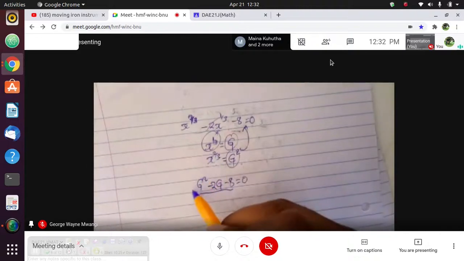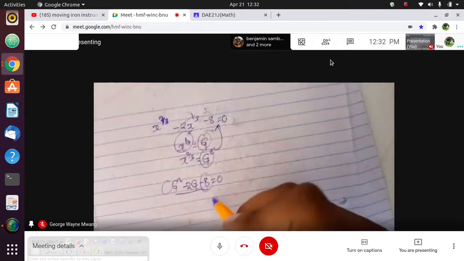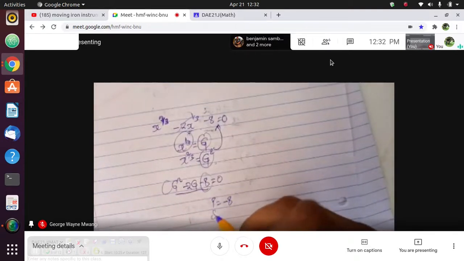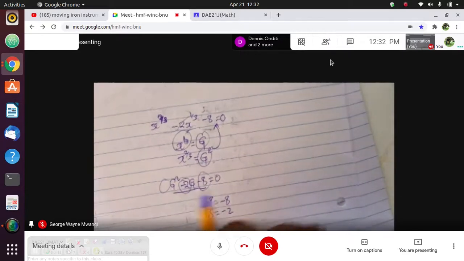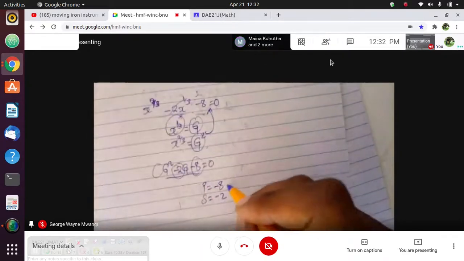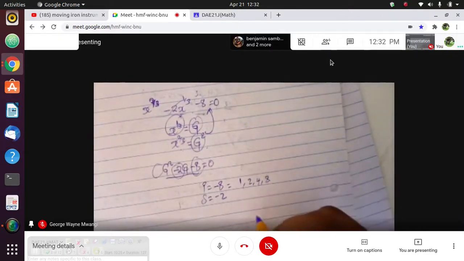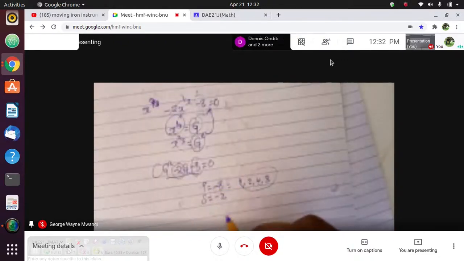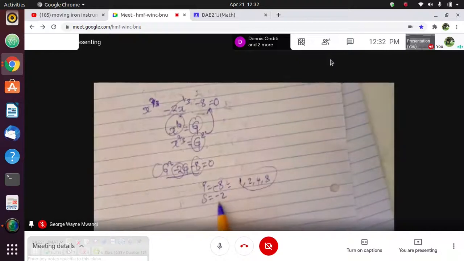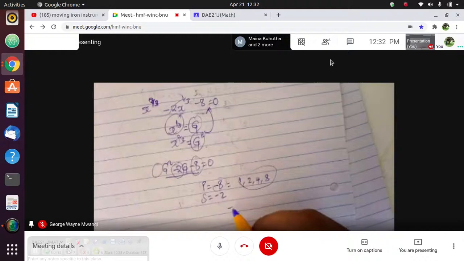I want to find two numbers that, when I multiply them, give minus 8, and when I add them, the sum gives me minus 2. What are the factors of 8? We have 1, 2, 4, 8. Which two numbers, when I multiply them, give me minus 8, and when I add them, give me minus 2? I have minus 4 and 2.